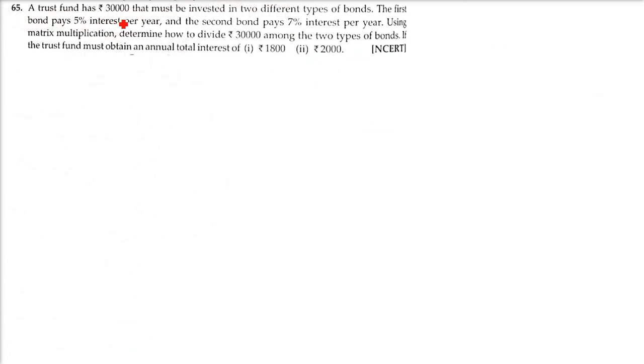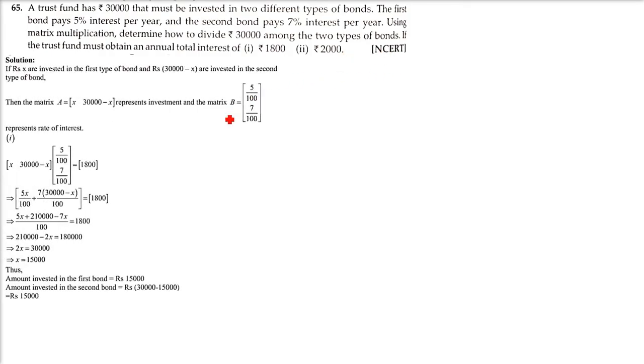A trust fund has 30,000 that must be invested in two different types of bonds. The first bond pays 5% interest per year and the second bond pays 7% interest per year. Using matrix multiplication, determine how to divide this 30,000 among the two types of bonds if the trust fund must obtain an annual total interest of 1,800 and 2,000 rupees. This is an NCERT question. Okay, so how are we going to do it?